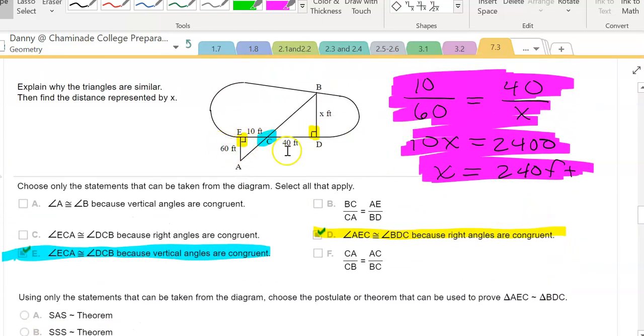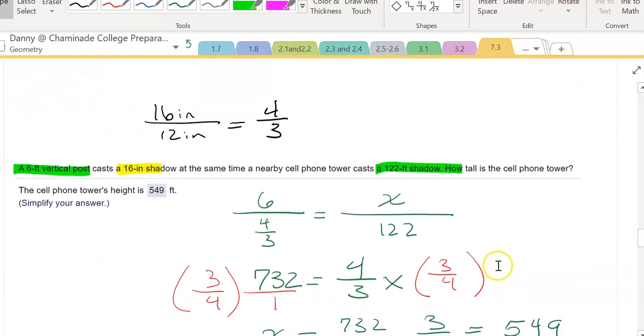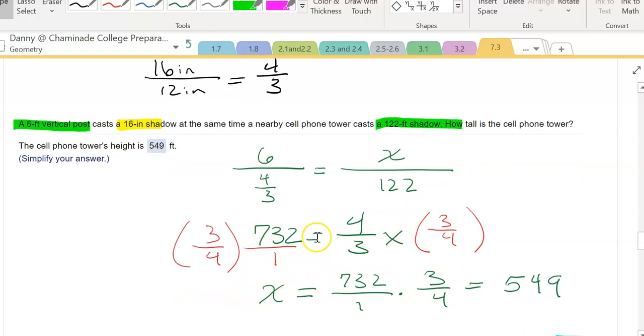I put 10 is to 60 as 40 is to the unknown, cross multiply and solve to get 240 feet. Here we need to make sure that everything is in feet except for the 16 inches, so we convert that to feet. I keep that as 4/3. So 6 is to 4/3, the vertical post to the shadow length, is to the unknown over 122 feet. We cross multiply and solve here, and when we're solving with a fraction, we multiply by its reciprocal.